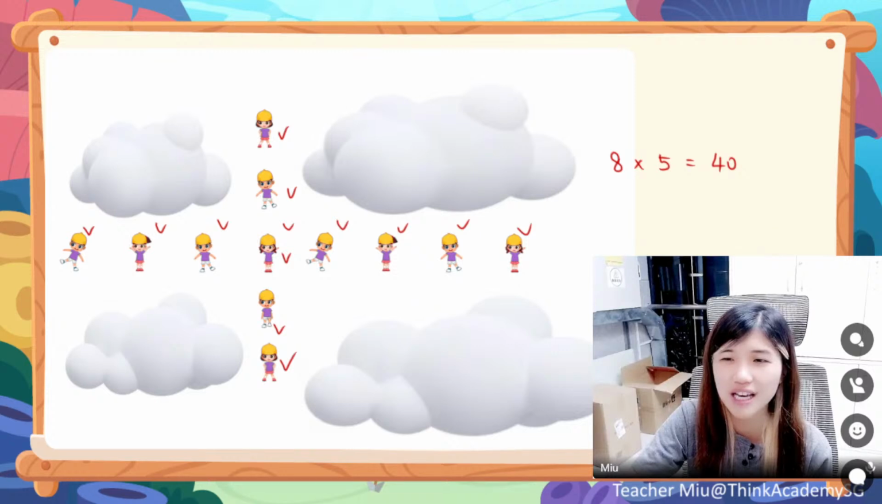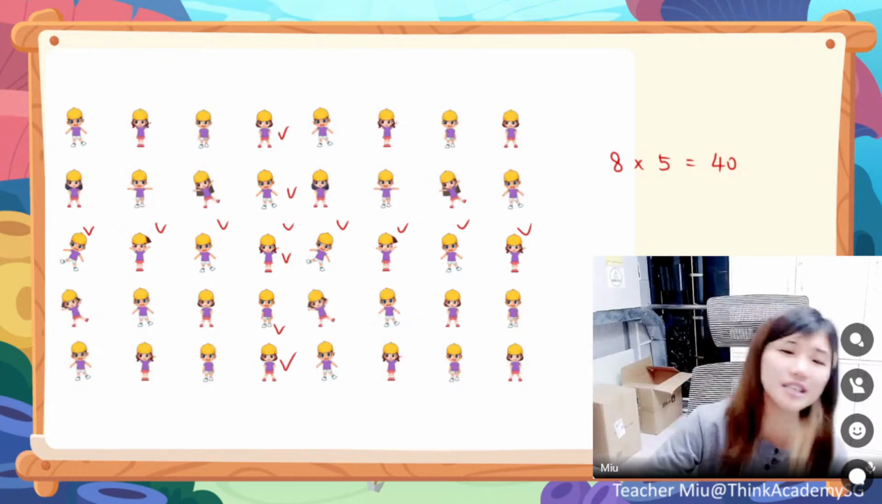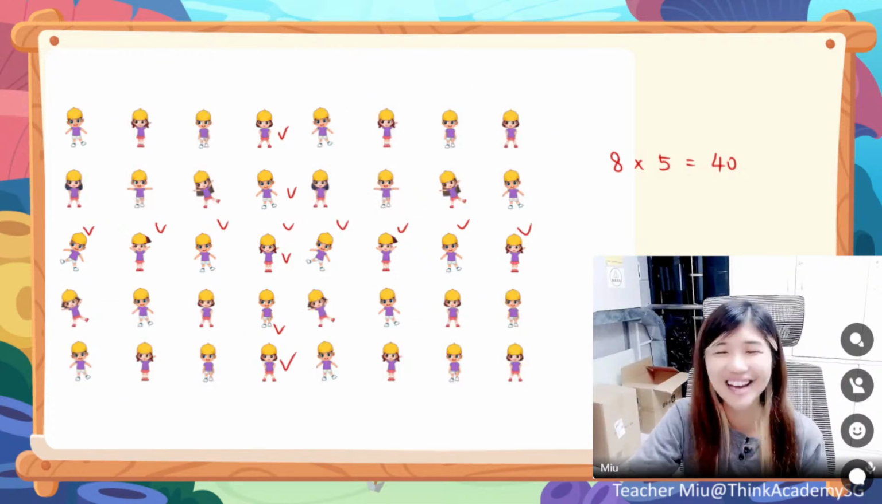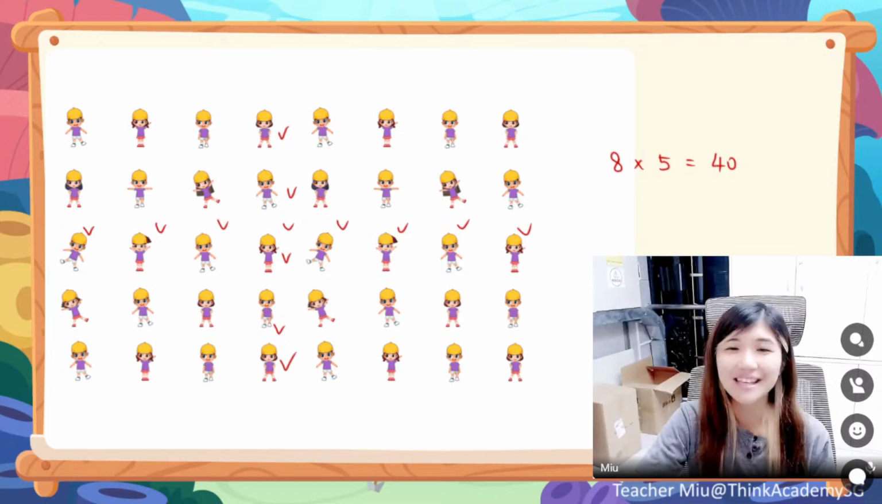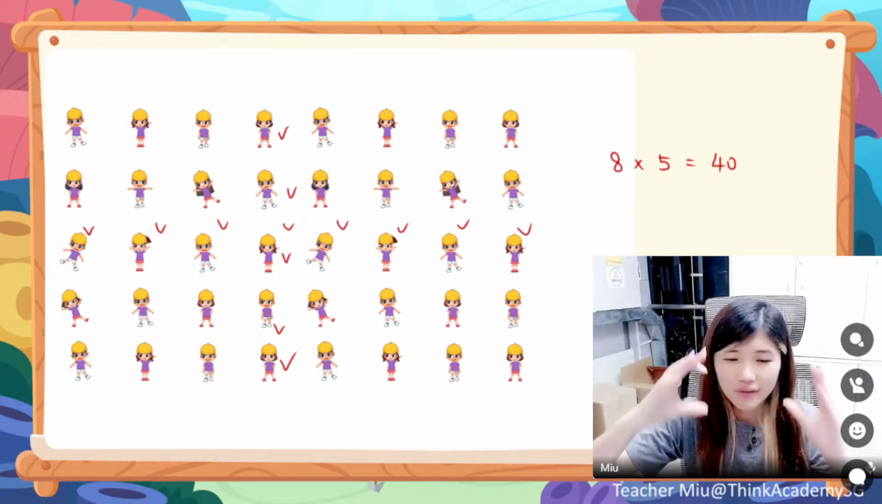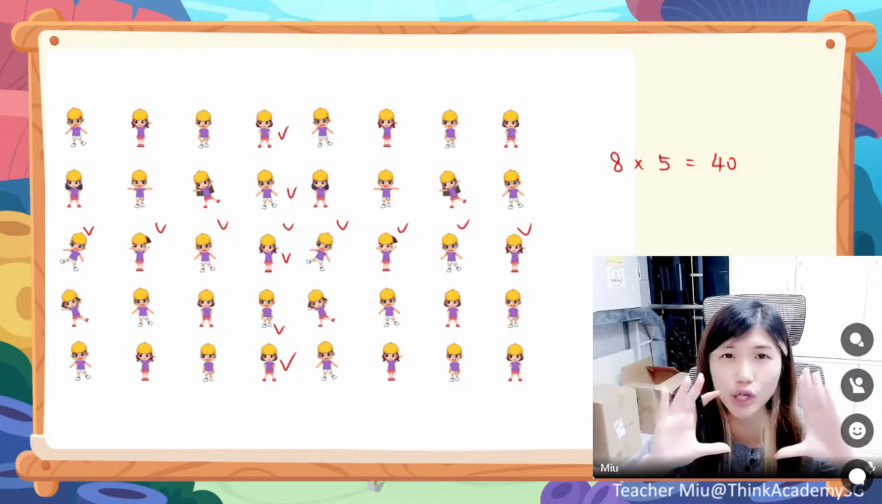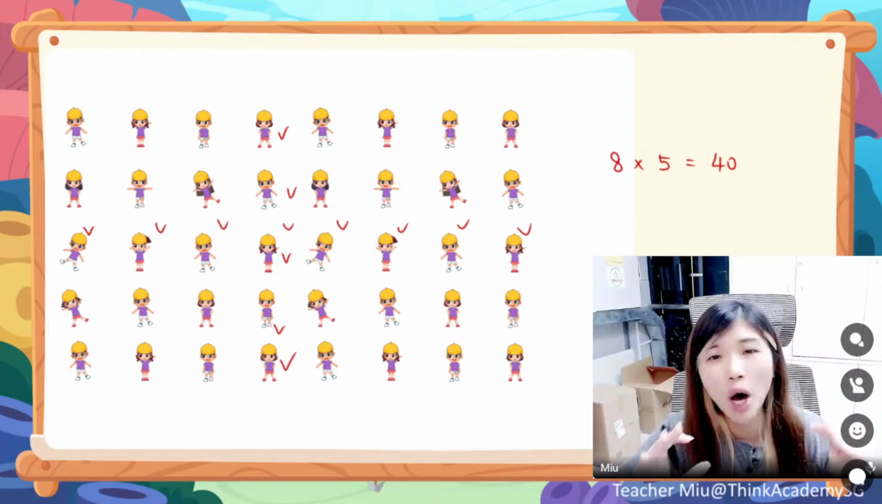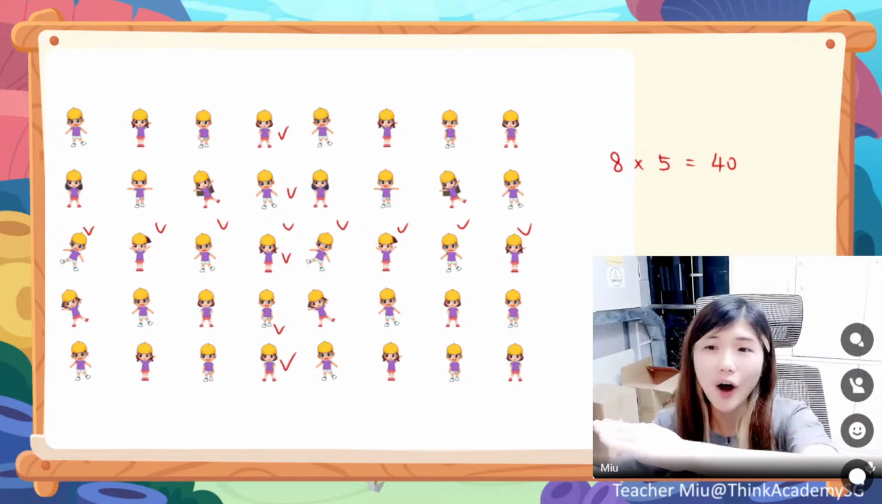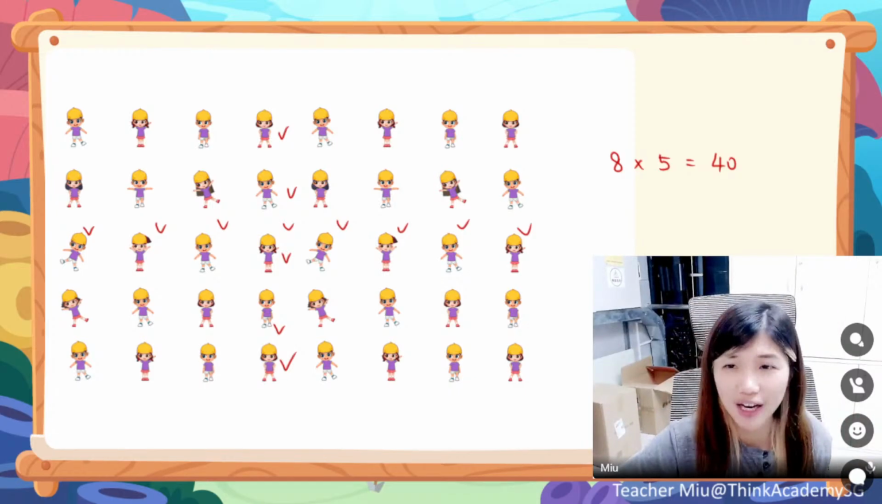Then again, I will just blow out the clouds for you to see. Are they 40? Yes, they are. So if they are arranged in a square or a rectangle, it's very easy for us, because if we know how many students in a row and how many rows, we can directly find out by using multiplication.